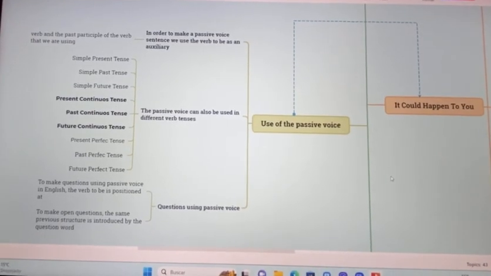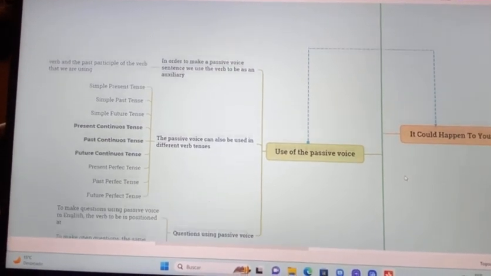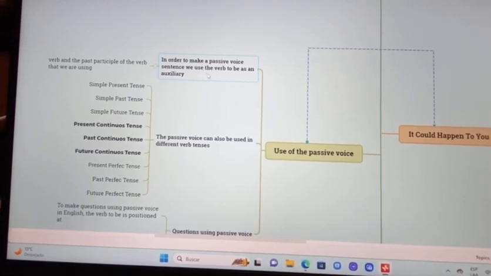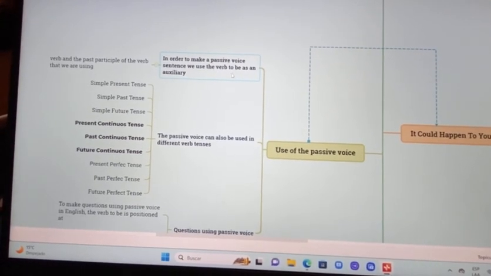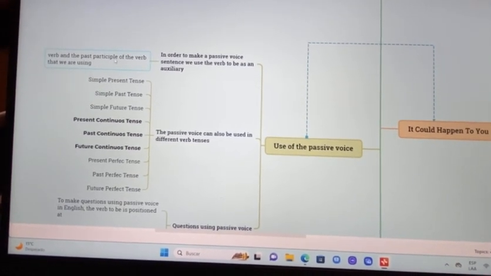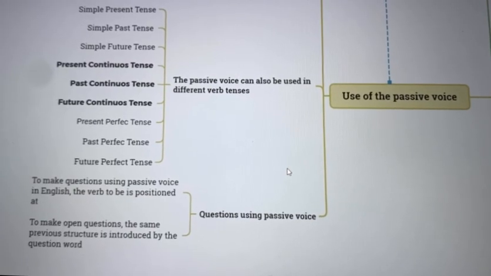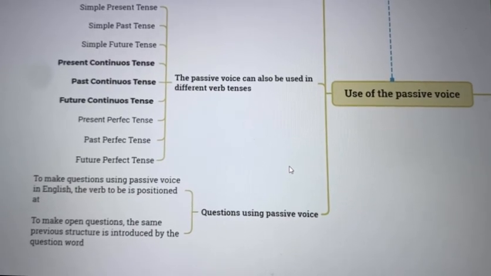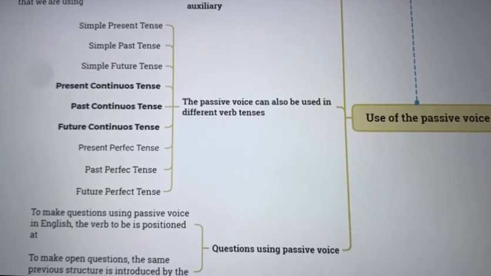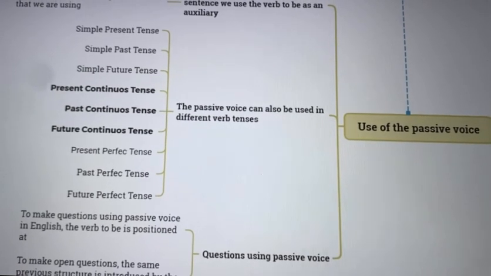Unit 1, use of the passive voice. In order to make a passive voice sentence, we use the verb to be as an auxiliary verb and the past participle of the verb that we are using. The passive voice can also be used in different verb tenses. We have, for example, simple present tense, simple past tense, simple future tense.